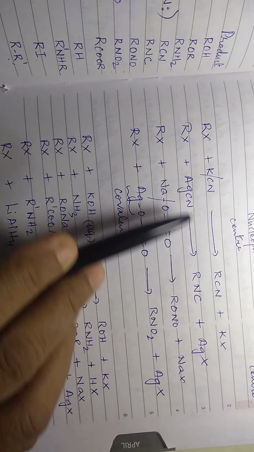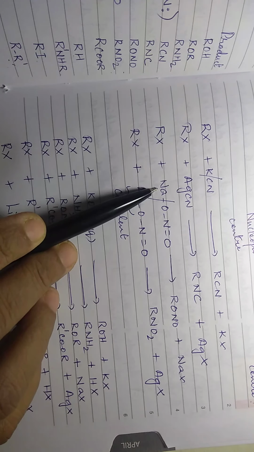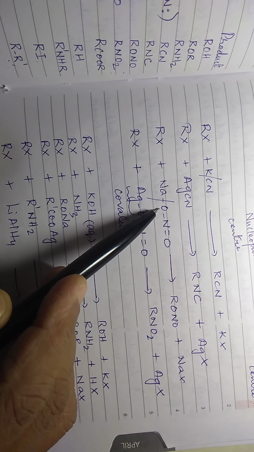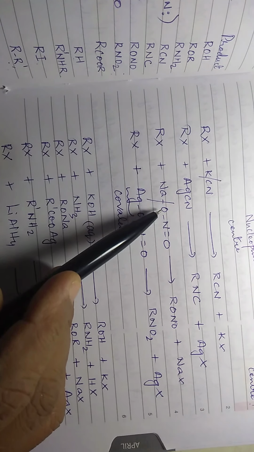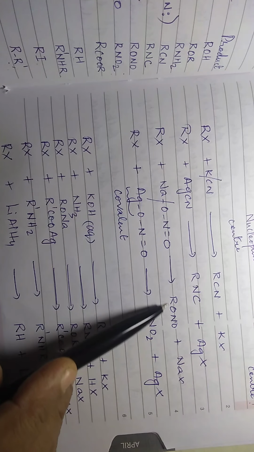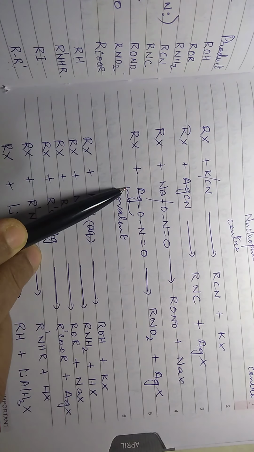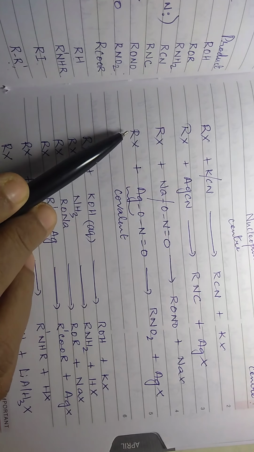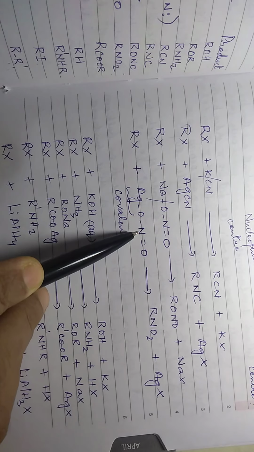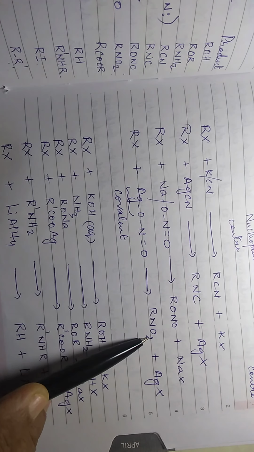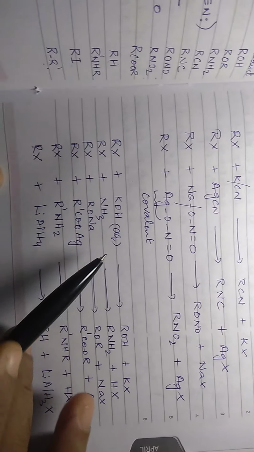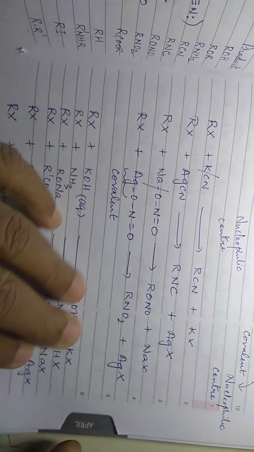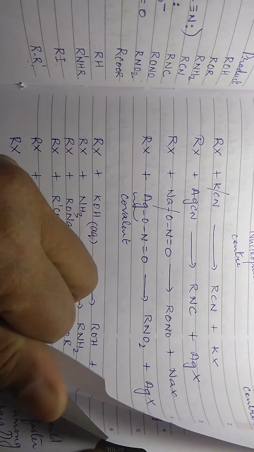With KCN you get RCN, with AgCN you get RNC. With NaNO2 the ionization is taking place here. So O will be left with a negative charge. So the attack of C will be with O. That is why you are getting RONO. Whereas in the case of AgNO2, this Ag-O bond is again covalent. So this R will seek an electron rich center, that is N. That is why RNO2 is formed. Okay. So same way you are getting the respective products. So this is about your nucleophilic substitution reaction.